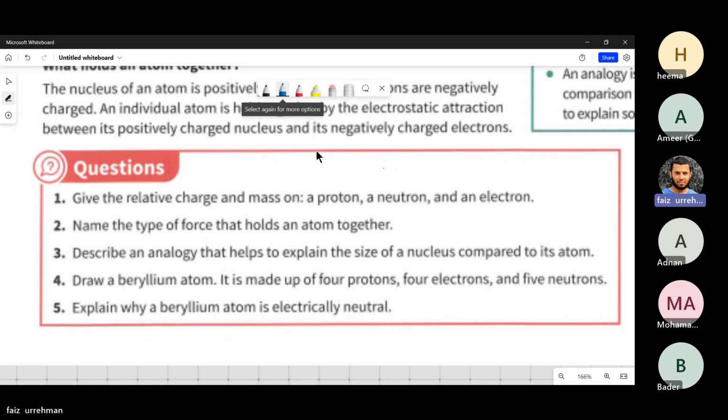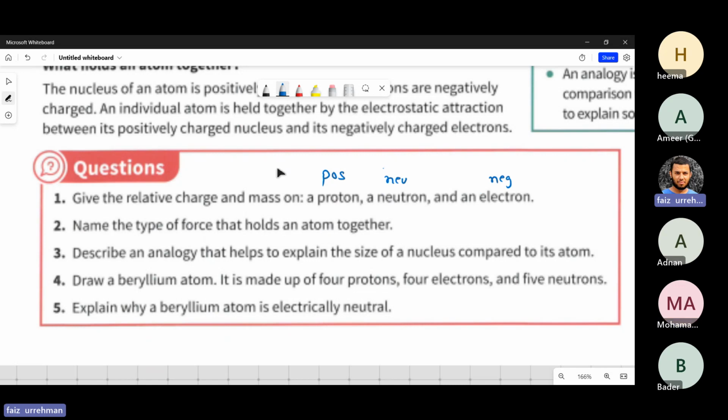Now, give the charges for these things. What is the charge for proton? Plus, positive. Write positive. Okay. Neutron is neutral. Okay. And electron is negative. Negative. Okay. Name the type of force that holds an atom together.